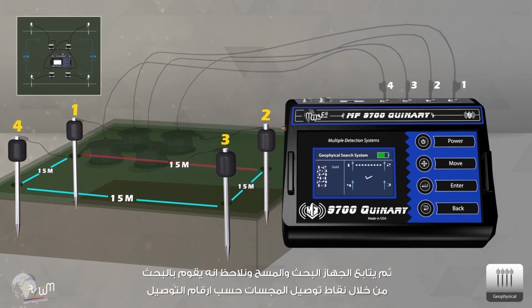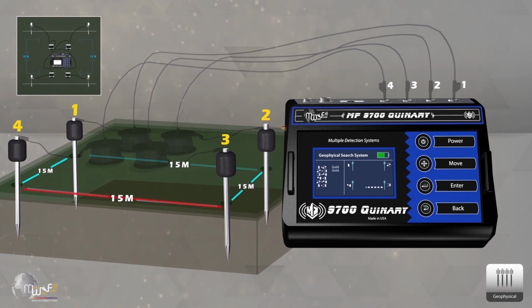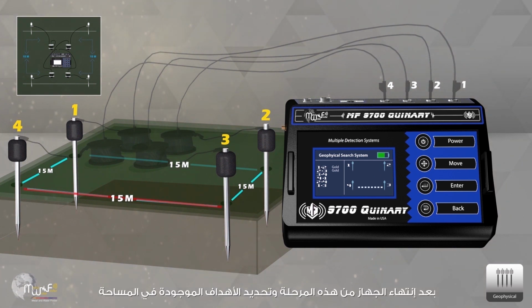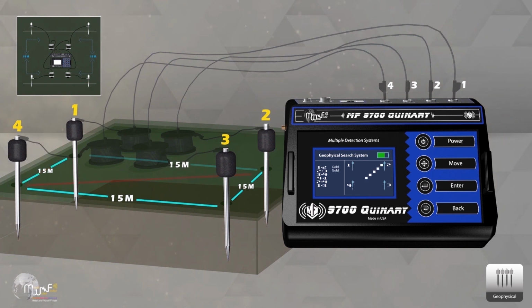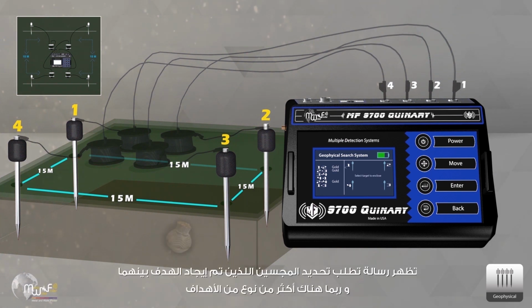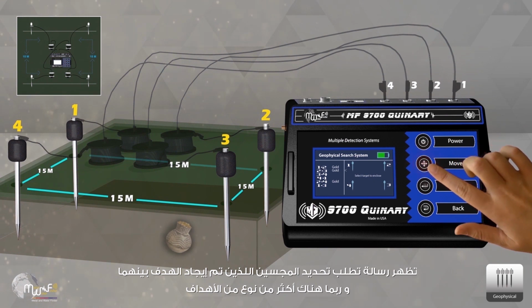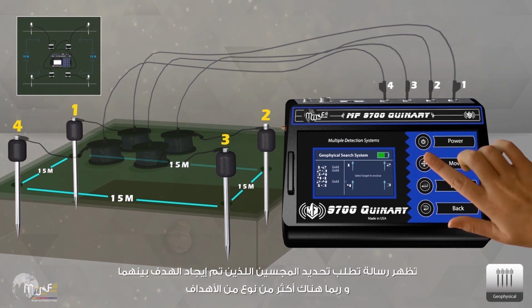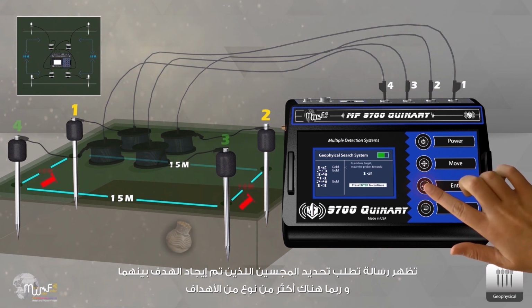Then the device continues scanning and searching, and you will notice that it searches through the probes' connection points according to the connection probes' numbers. After the device has completed this stage and identified the target within the survey area, a message will appear asking for identification of the two probes in which the target was found. There may be more than one type of target.